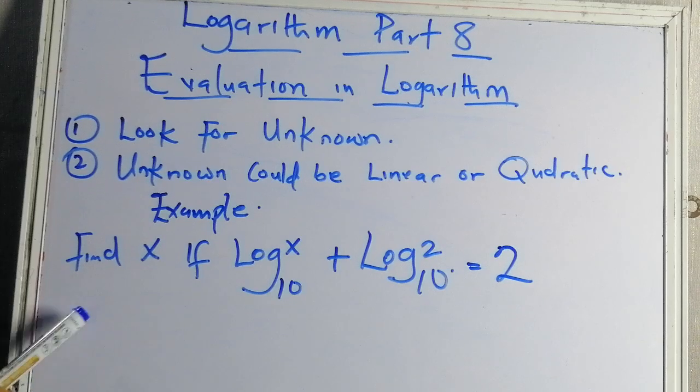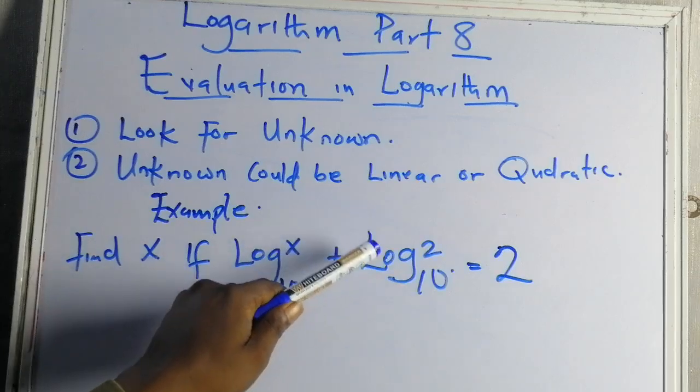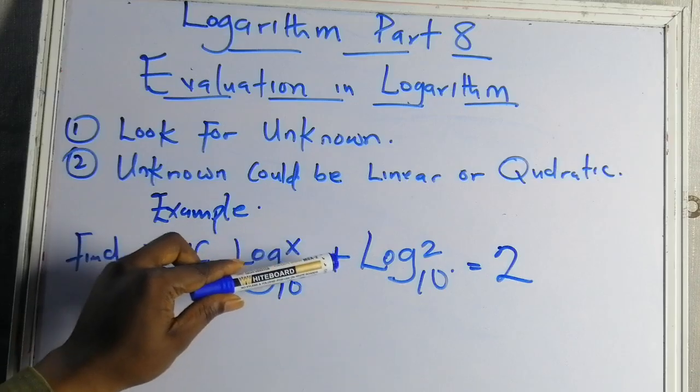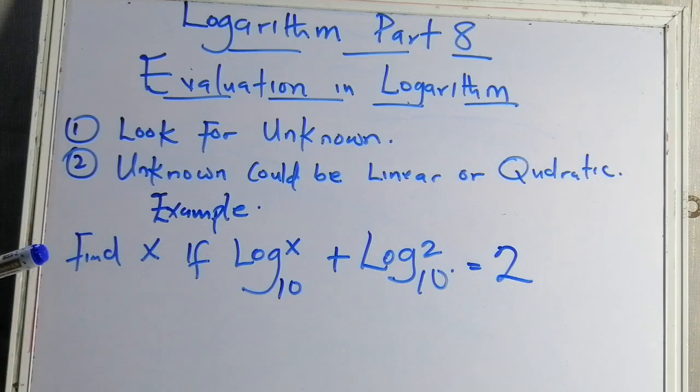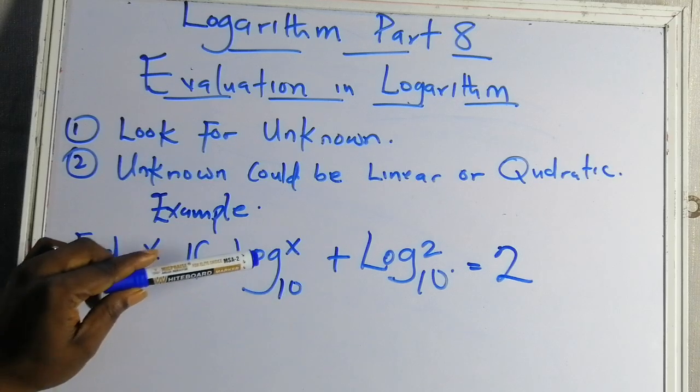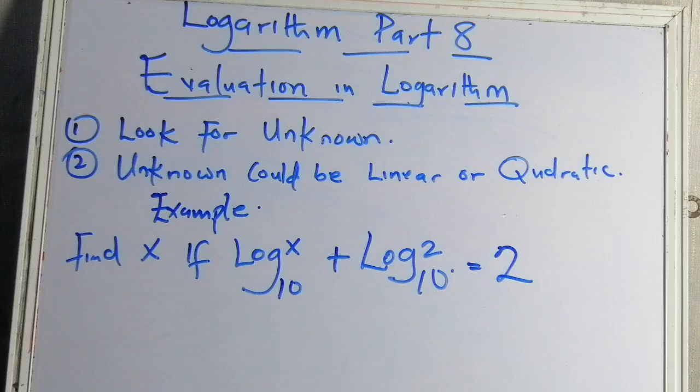Find x if log x base 10 plus log 2 base 10 equals 2. All the ones we've been solving all this while, you'll see values, you won't see x in the equation of logarithm. But in this case now, x is coming up, so we are looking for this x. So what do we do here? We still apply the same law of logarithm to solve this kind of question. It's as simple as that.